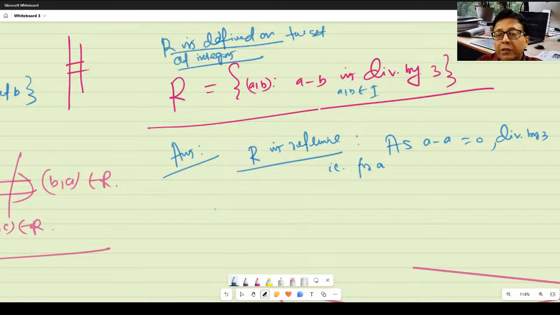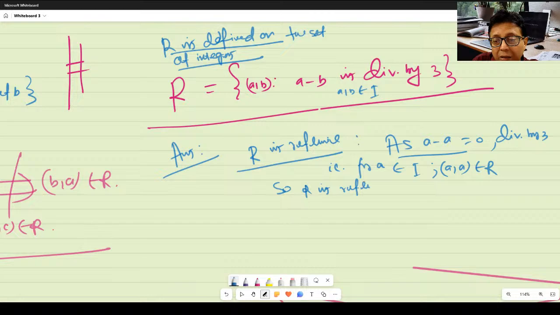That is for A belongs to I. Now A minus A is 0, which is divisible by 3. 0 is divisible by 3. Therefore, for A belongs to I, (A, A) belongs to R. So R is reflexive.